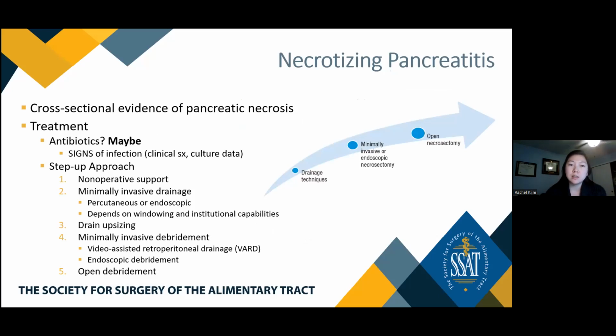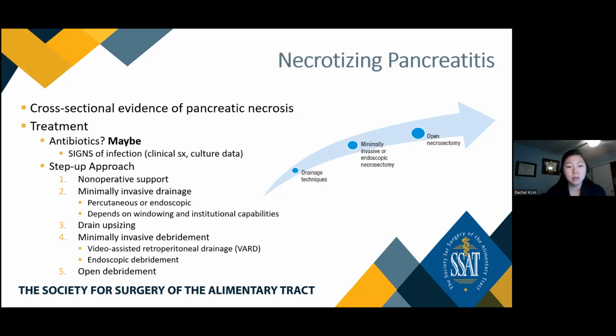Necrotizing pancreatitis. So the main thing to know for necrotizing, I think, is understanding the step-up approach. Open debridements are really out of favor now, unless absolutely necessary. You try drainage techniques, you try upsizing drains, you try minimally invasive necrosectomies, depending on your institutional capabilities. So that might be either from endoscopy or from a VARDS procedure, which is a video-assisted retroperitoneal drainage. So your open debridement techniques are really that last choice because they're so associated with a high mortality rate in these patients.